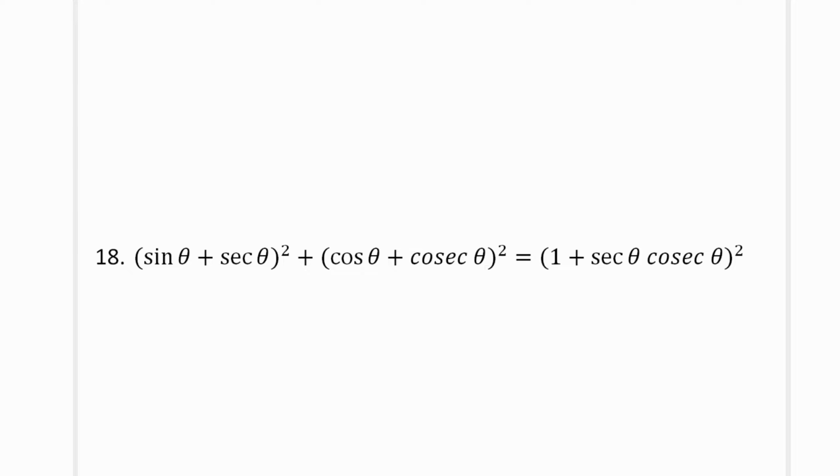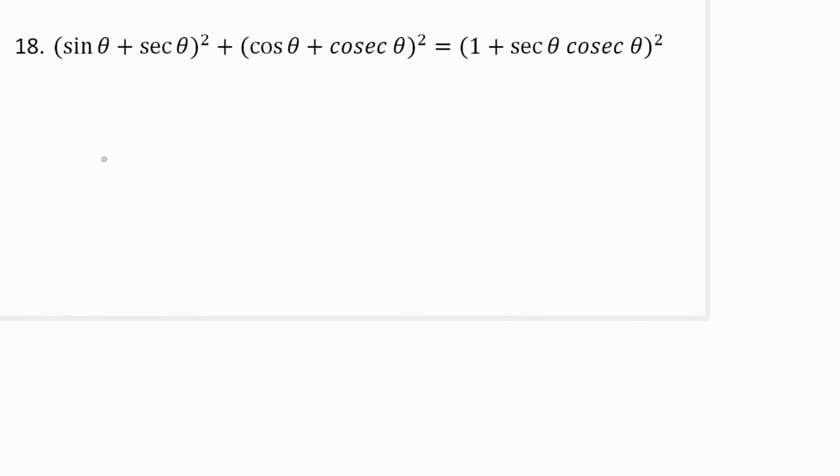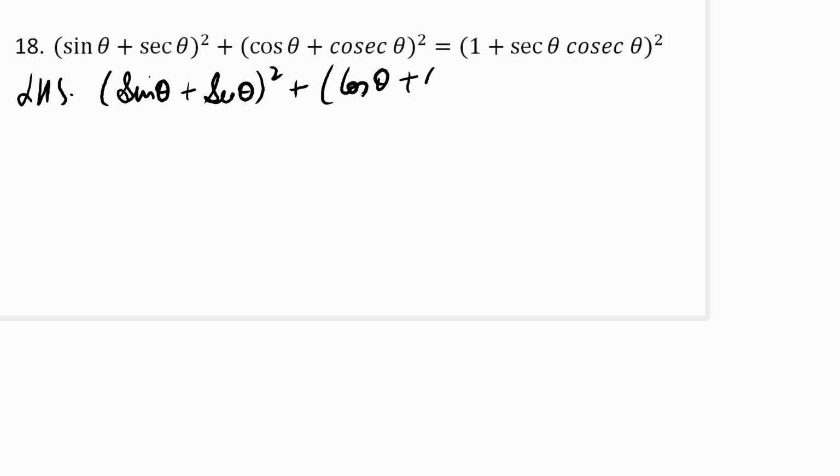We won't try and convert everything into sine and cos this time. Let's first open these two identities, then we will see what will happen. Let's start with the left hand side. This is (sin theta plus sec theta) whole square plus (cos theta plus cosec theta) whole square.